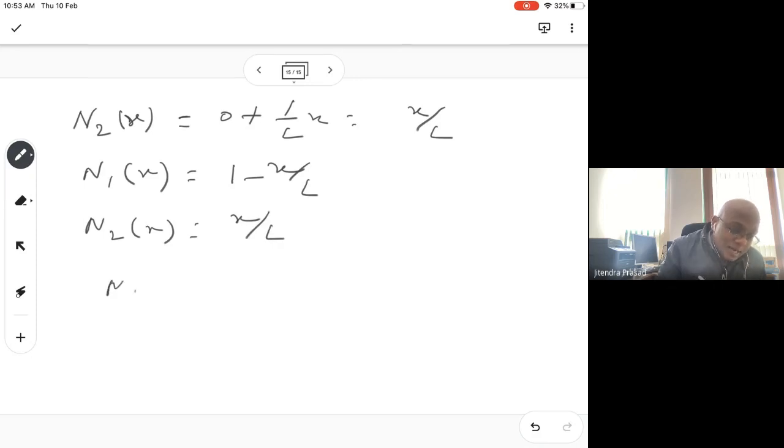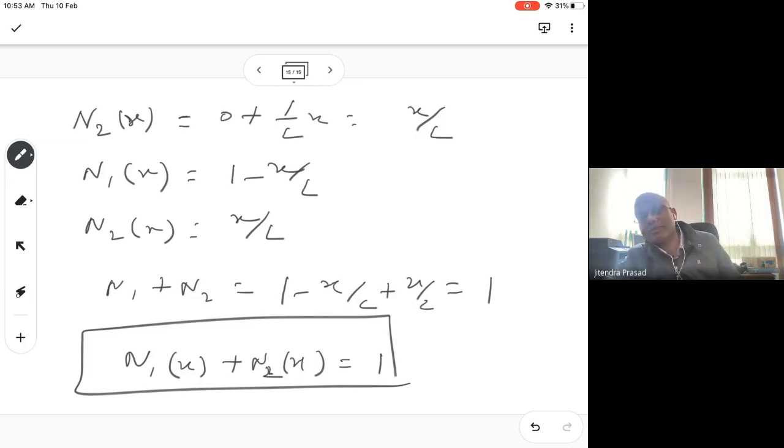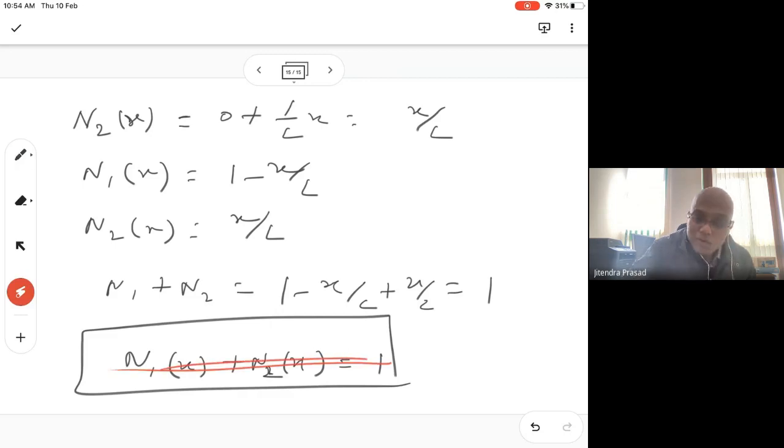What you see here, N1 plus N2 is equal to 1 minus x over L plus x over L, that is equal to 1. So you also see that N1x plus N2x is equal to 1. So what you are seeing is the property here: if you sum them together, you get 1.